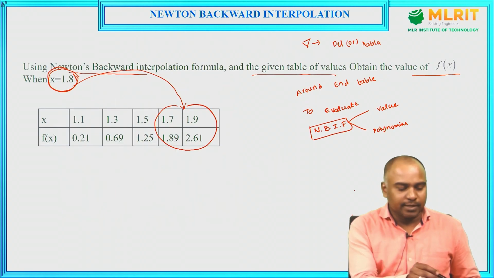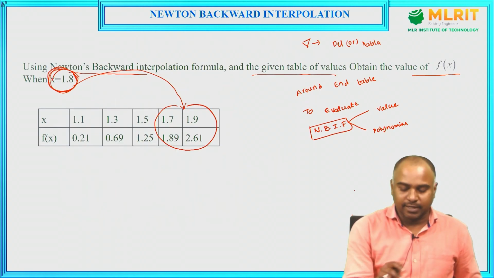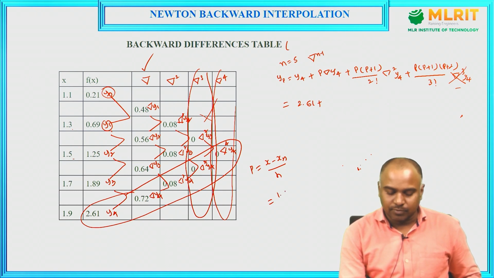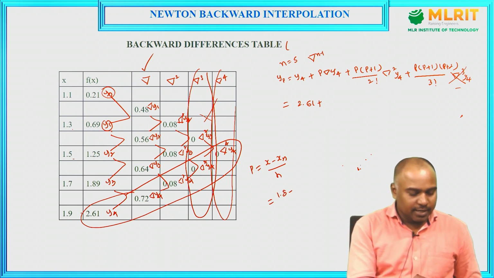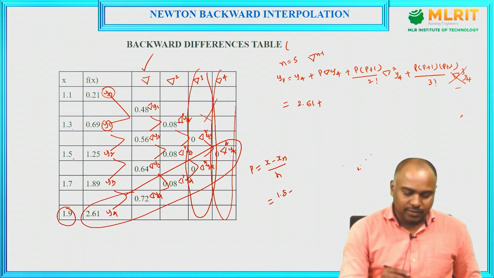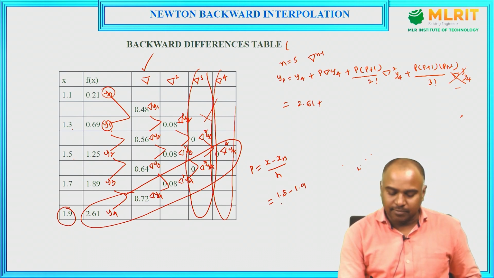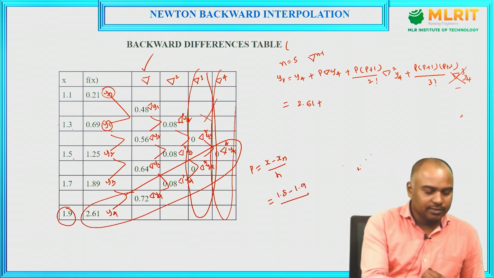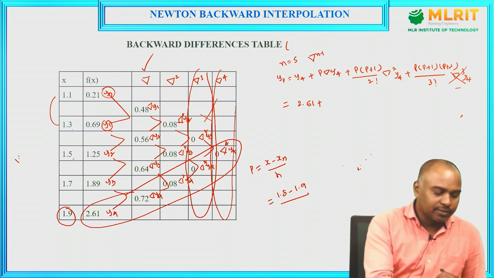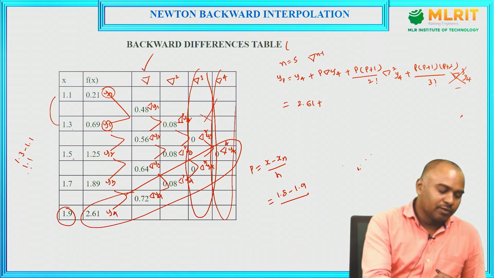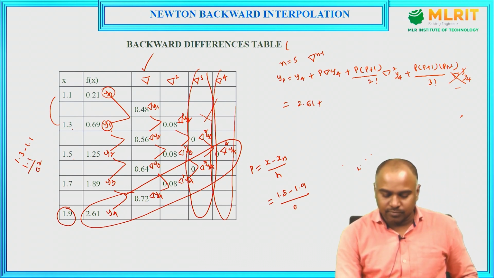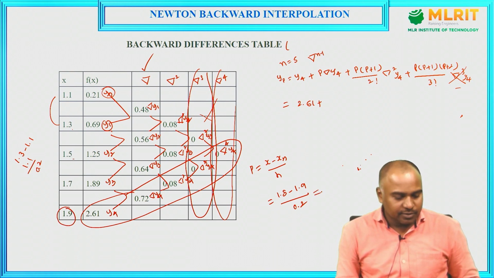So what value are we finding? 1.8. This is our x. So you can substitute 1.8 minus xn, where xn is the last value of x, which is 1.9, divided by h. H is the difference between these, so the difference is 1.3 minus 1.1, which is 0.2. So h is 0.2.